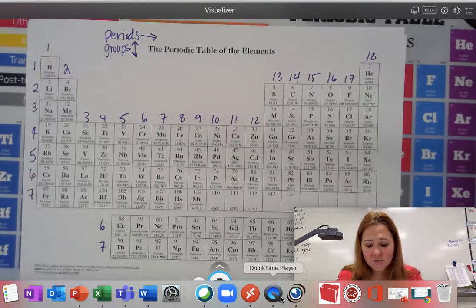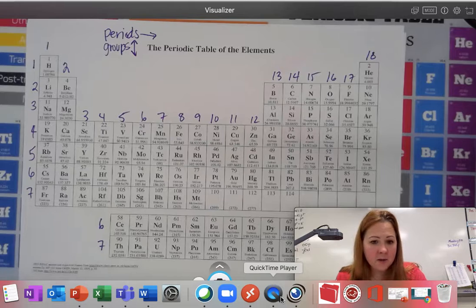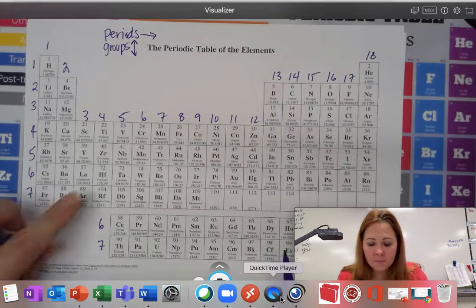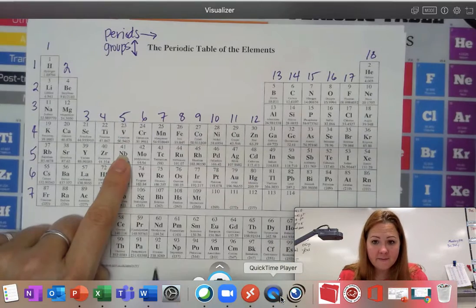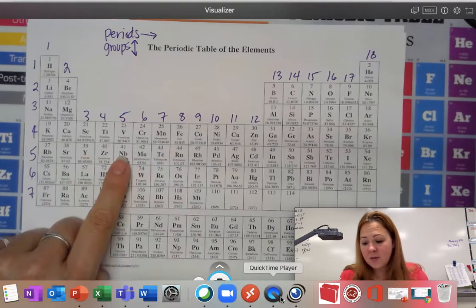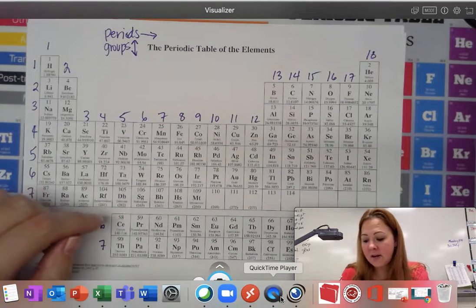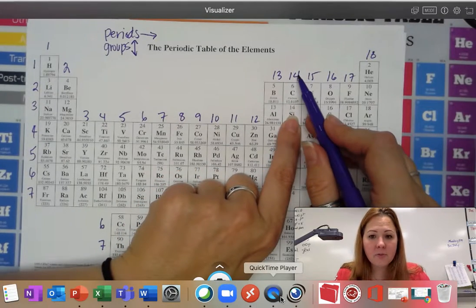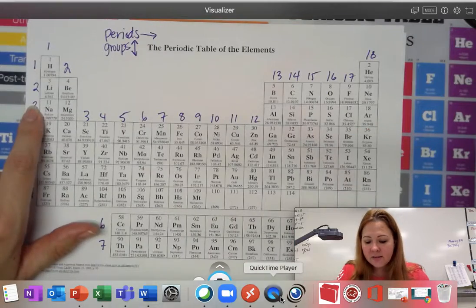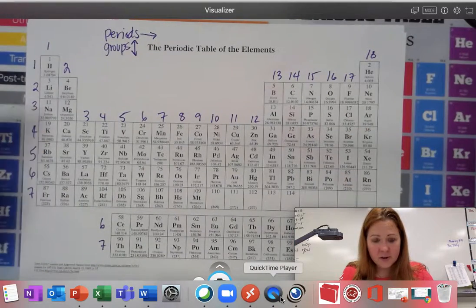If I ask for the group number of niobium, number 41, niobium is in group number 5. It's actually in period number 5. If I ask for the group and the period for silicon, silicon is in group number 14. It's in period number 3. So these up here both have groups and periods.